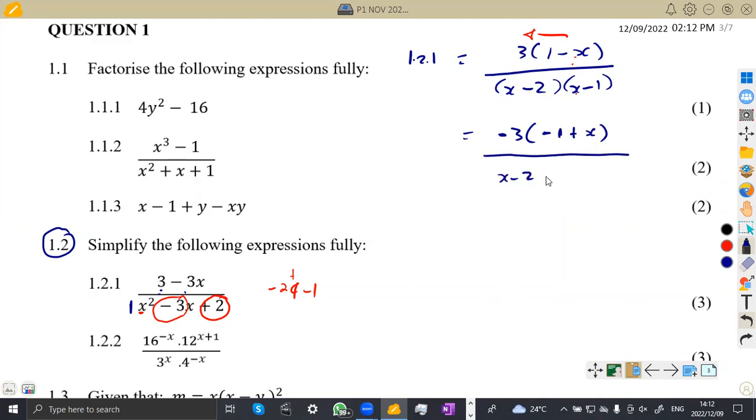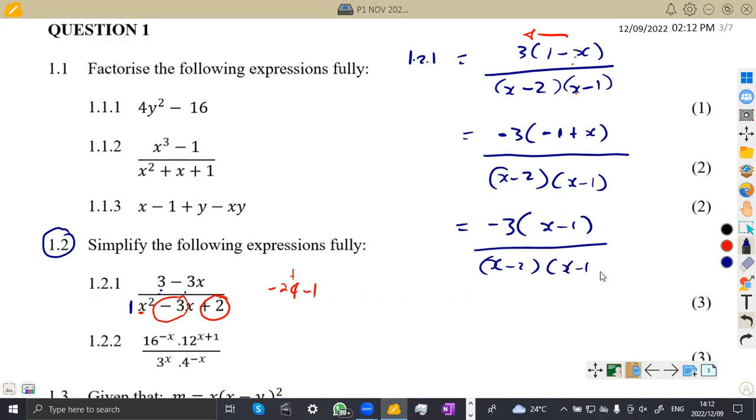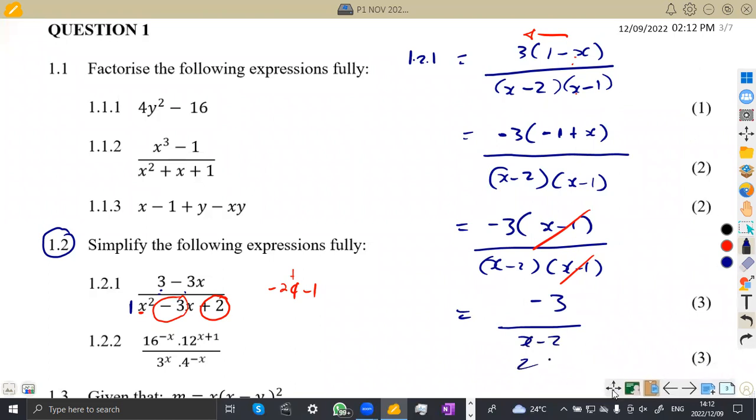So we've got x minus 2 and x minus 1. So these two brackets are the same. You can even write it this way, minus 3 times x minus 1, so that you can clearly see that these two brackets are the same. So you can cancel out the x minus 1 and the x minus 1. They are the same, which means we are going to remain with negative 3 over x minus 2. Is there anything that we can do from this stage? There's nothing. So you just have to leave your answer like that.